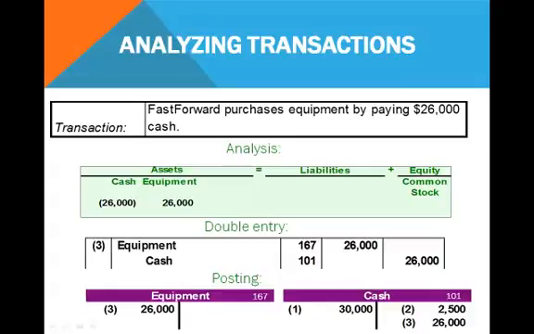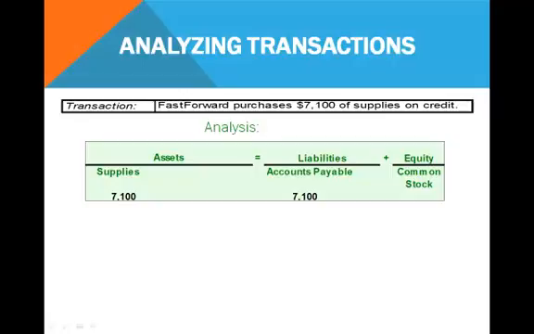Let's look at another transaction. In this transaction, Fast Forward purchases $7,100 of office supplies on account. The supplies account, an asset, will increase, and the liability account, accounts payable, will increase. So we have a liability now called accounts payable. Let's make the general journal entry.